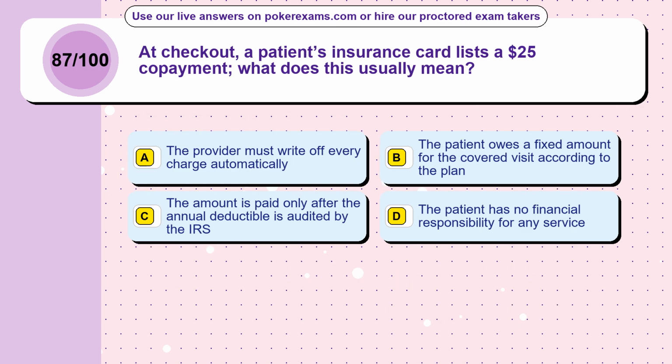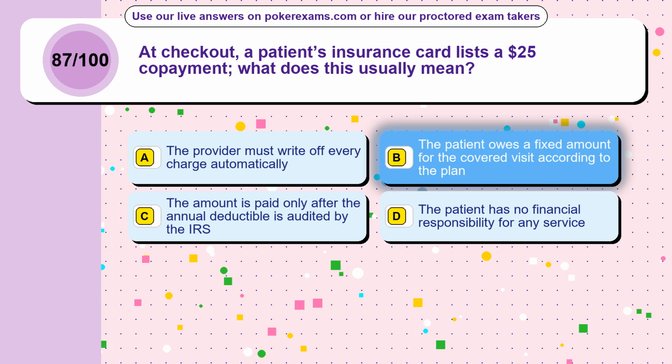Question 87. At checkout, a patient's insurance card lists a $25 copayment. What does this usually mean? Option A. The provider must write off every charge automatically. Option B. The patient owes a fixed amount for the covered visit according to the plan. Option C. The amount is paid only after the annual deductible is audited by the IRS. Option D. The patient has no financial responsibility for any service. The correct answer is option B.